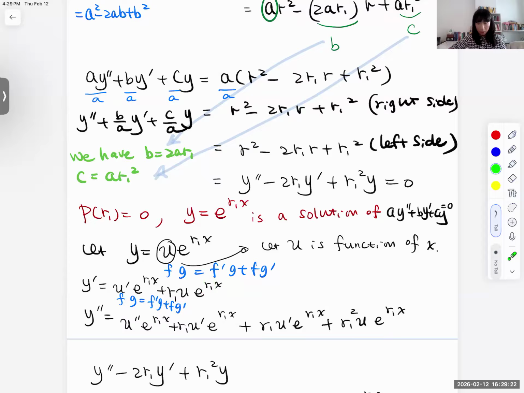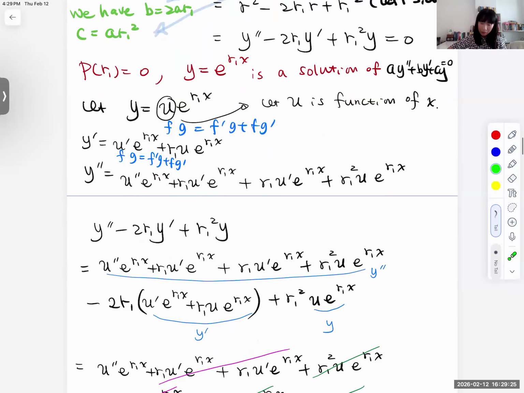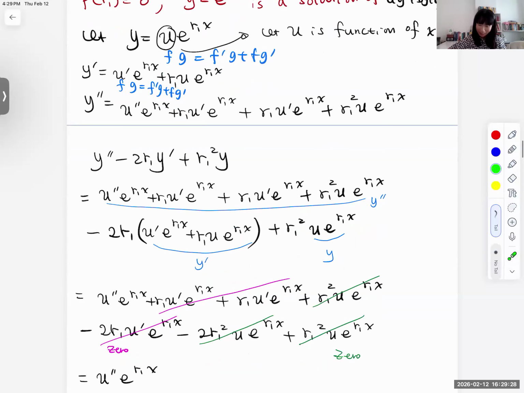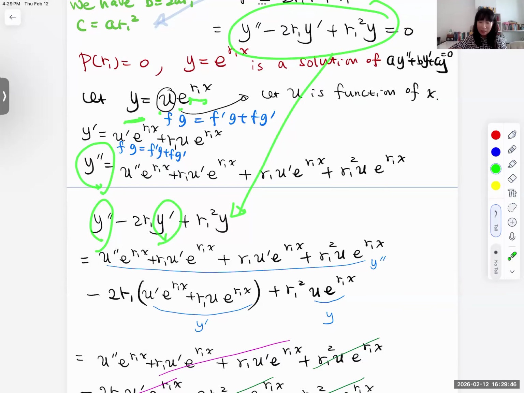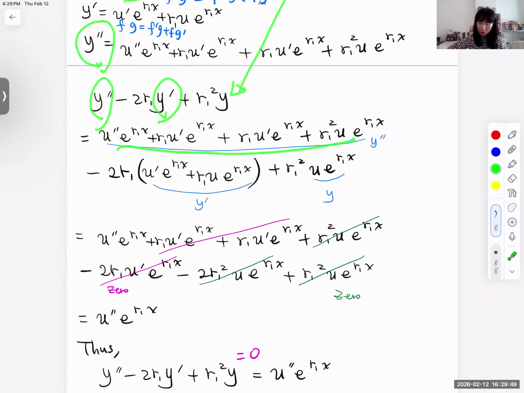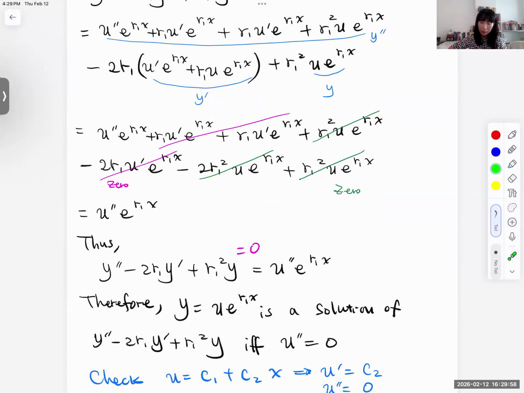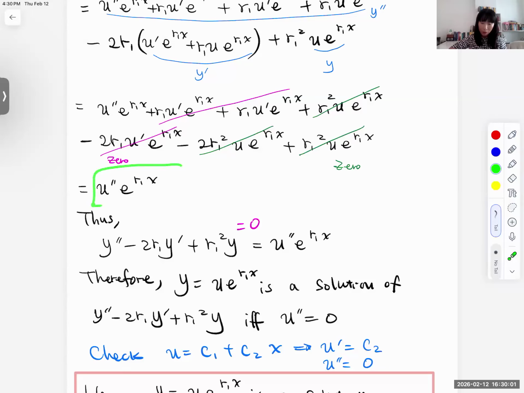Good. All right, so we have, look, we have more. We are using this one. Okay, now we just found what is y second prime, what is y prime, and then we are using y equal to u e to the r sub 1 x. Okay, so we substitute y second prime, substitute y prime, substitute y, then we combine like terms, so everything is 0, so we have u prime r sub 1 x, yeah?